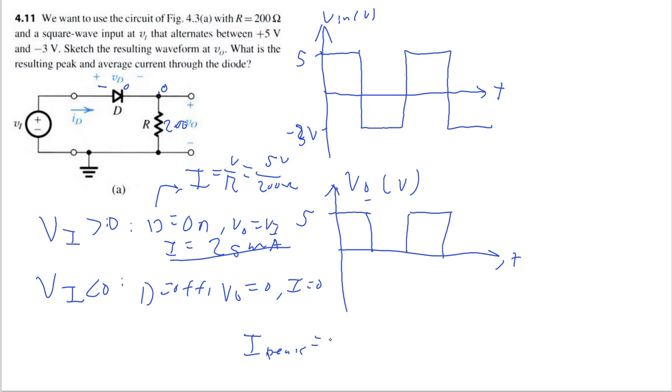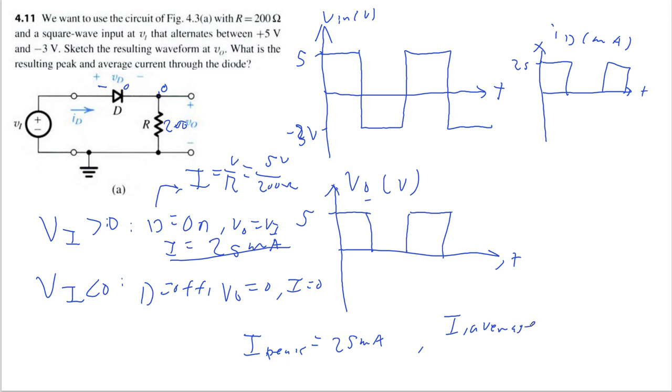And then the average, right? Let's think about what the graph of the current would look like. So we have 25 here, this is in milliamps. We only see current when Vi is greater than 0, so we just get these positive peaks as well. And it's 50% positive, 50% 0. So therefore, our average will be 25 milliamps divided by 2, which is equal to 12.5 milliamps. And now the problem's finished.